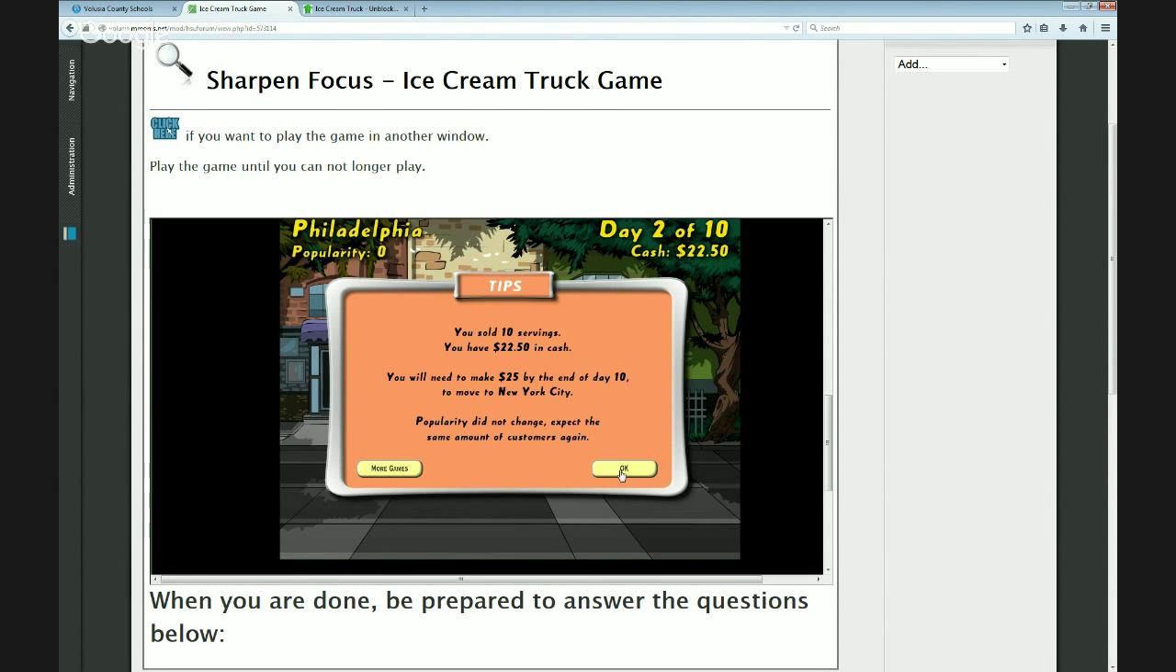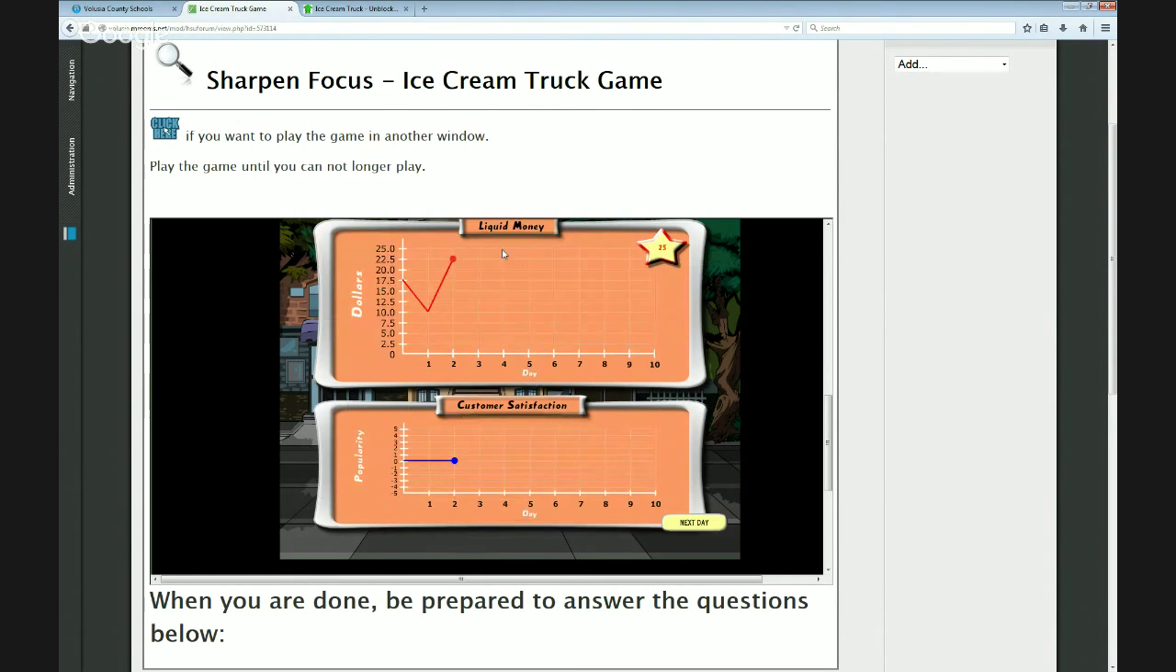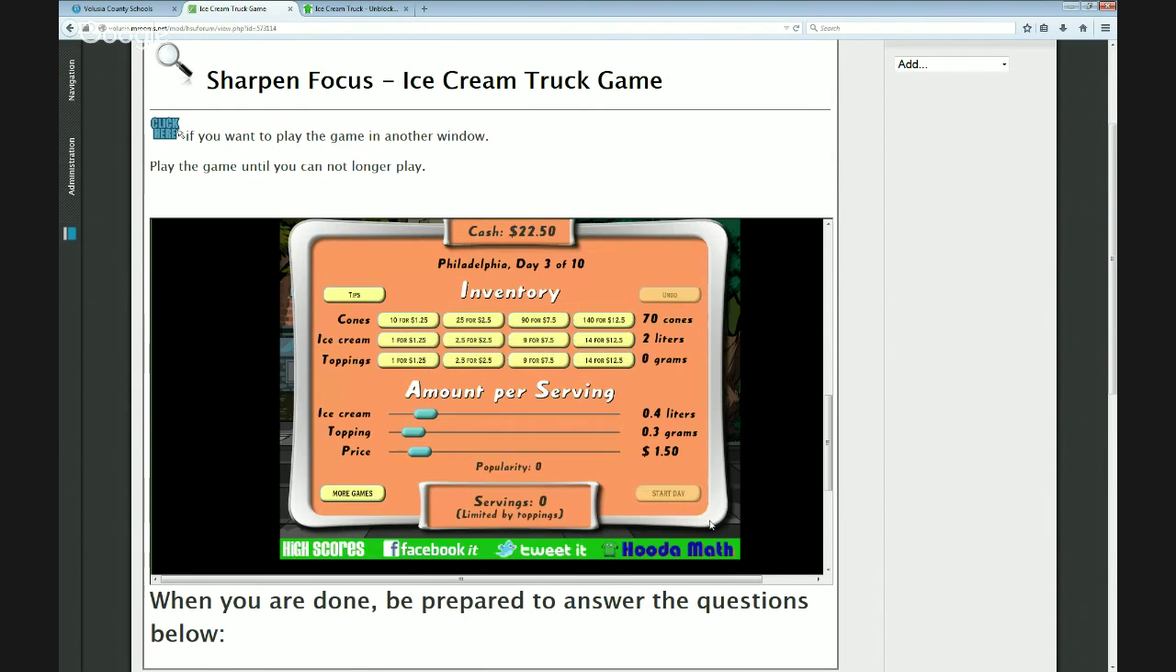Popularity did not change. If you're more popular, more people are going to show up. So let's increase our popularity. Let's add more to what we give. There we go. Inventory, 70 cones. We're good. 2 liters of ice cream. We need ice cream. And then no toppings. Yikes, I'm going to buy a lot because I think it follows us to New York. There we go. Start my day.